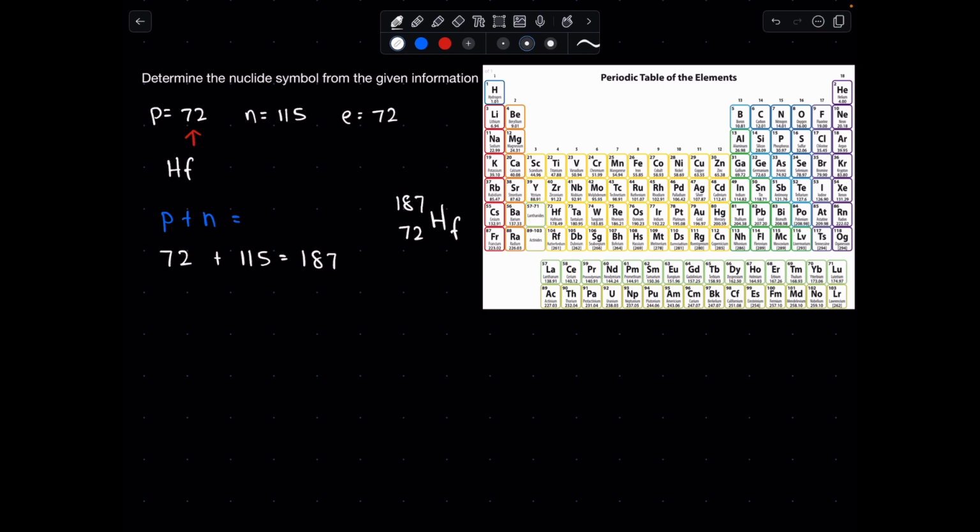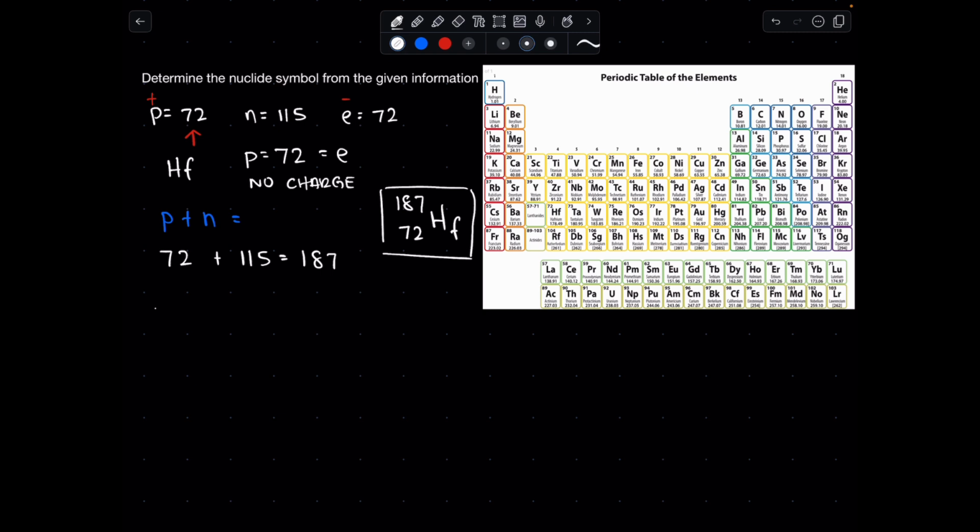Finally, we need to determine if this element has a charge to it. The way that we do that is we're going to compare our protons and our electrons, because our protons have a positive charge and our electrons have a negative charge. So we're going to look at our number. Our protons is equal to 72, which is also equal to our electrons. Because they equal one another, we know that this element is going to be neutral or have no charge. So we won't put any positive or negative symbols there, which means that this is our final answer. 187 over 72 HF.